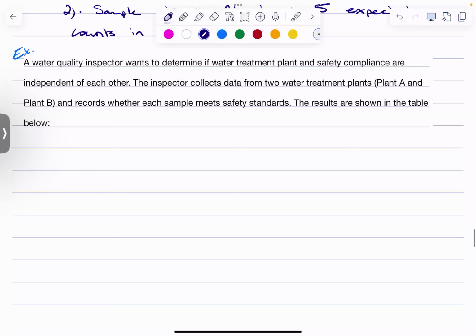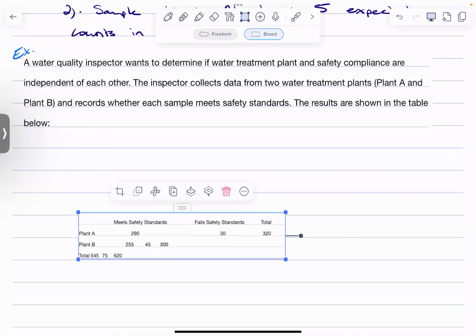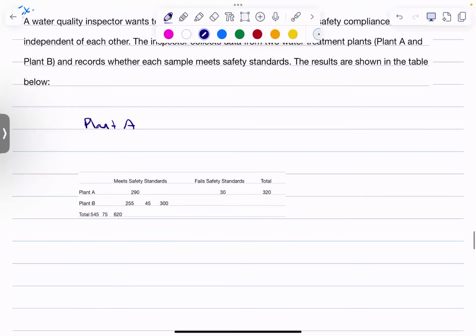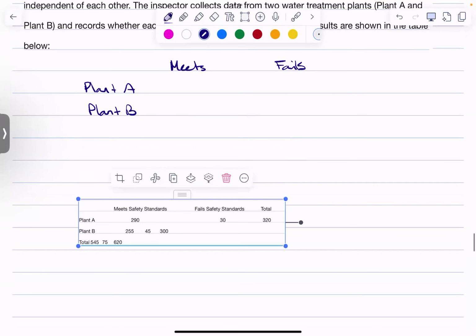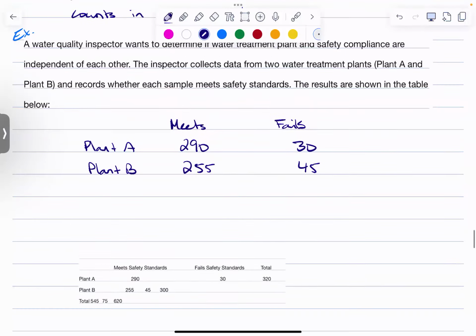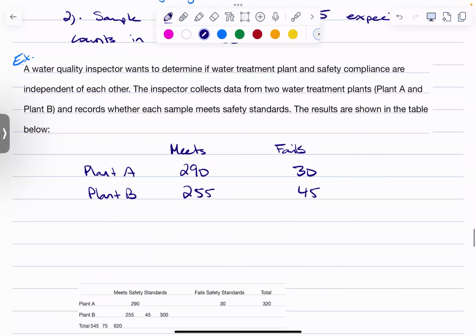So the table that we were given looks like this. Plant A, plant B. Meets safety standards or fails safety standards. Oops, fails. 290, 30, 255, and 45. Why is this a bad example for a chi-squared test of independence?